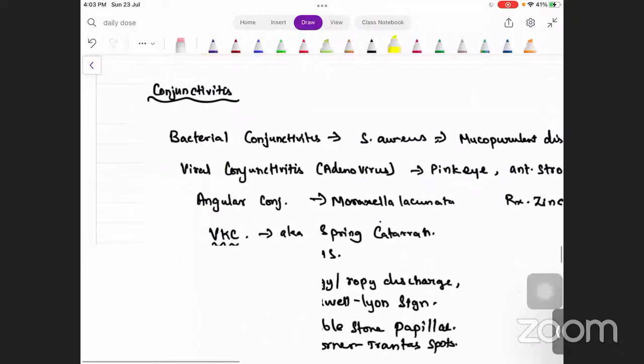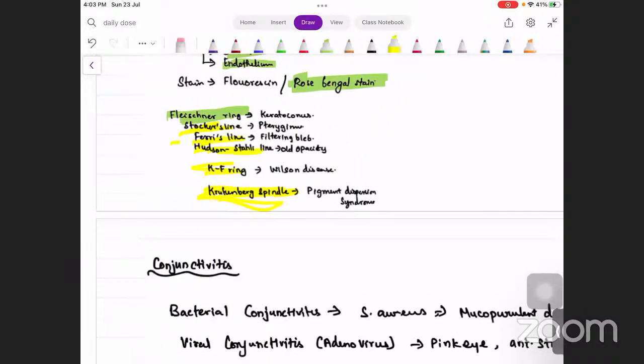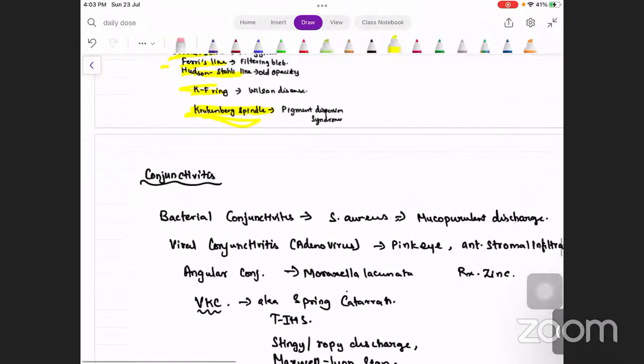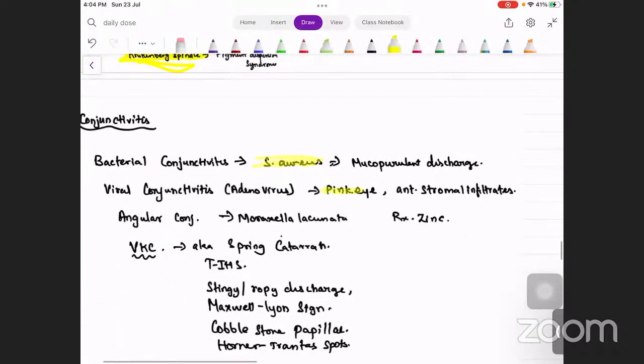Then you have conjunctivitis. So the cornea was done, and the important named findings in the cornea were done. Bacterial conjunctivitis has mucopurulent discharge, where you see Staph aureus. Viral conjunctivitis is pink eye, where you may see anterior stromal infiltration. Angular conjunctivitis is caused by Moraxella lacunata. Treatment of choice is zinc.